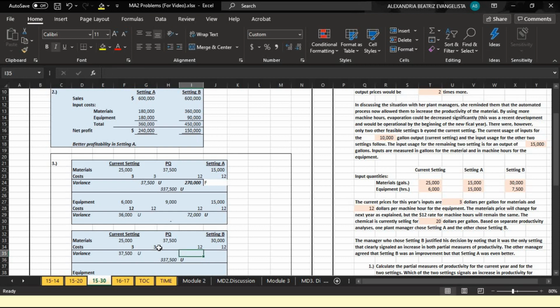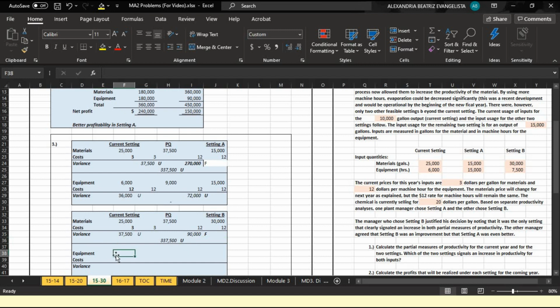And then for the last variance, which corresponds to productivity, this is computed by deducting 37,500 gallons by 30,000 gallons in setting B multiplied by its cost, which is 12, and that would give us 90,000 favorable.